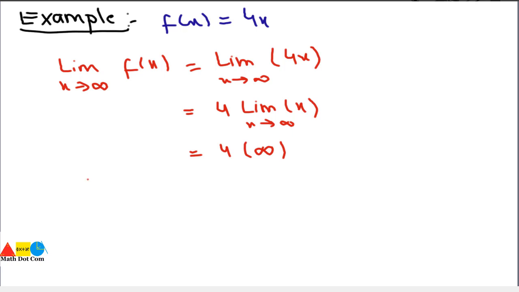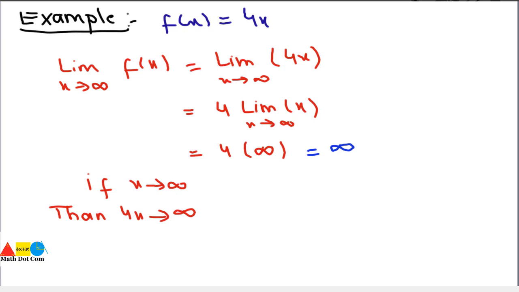So if x approaches infinity, that means 4x will approach infinity as well, as something is multiplying with x, but x is still infinite. So we can say that when you multiply something with infinity, you will get infinity.